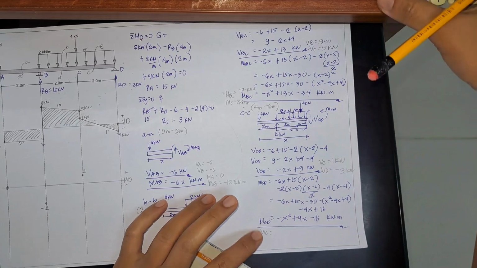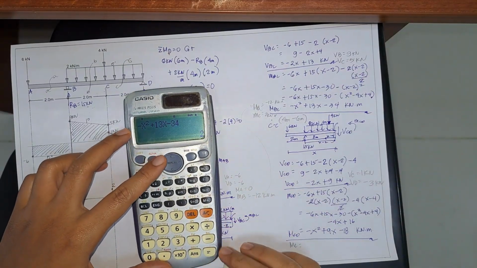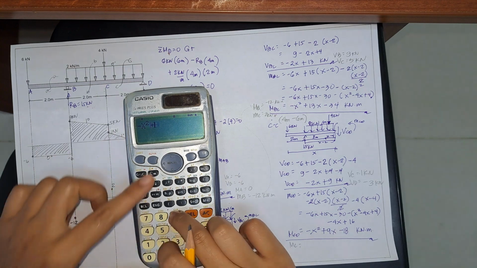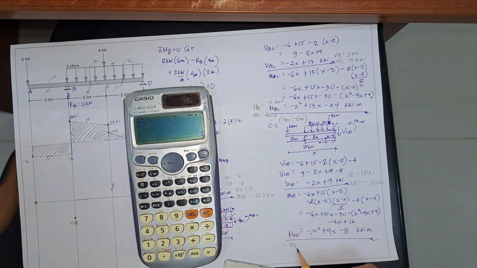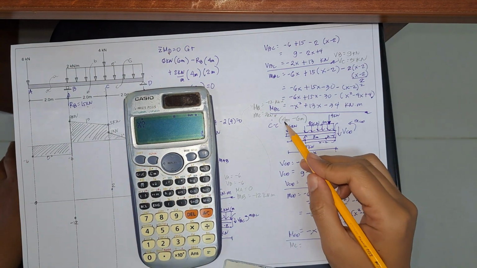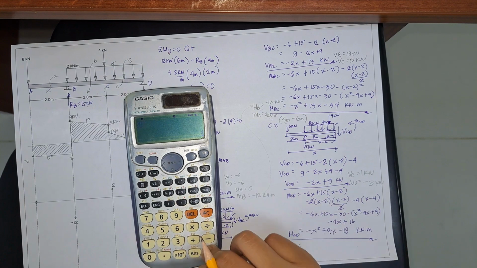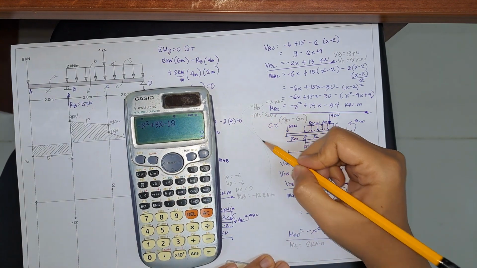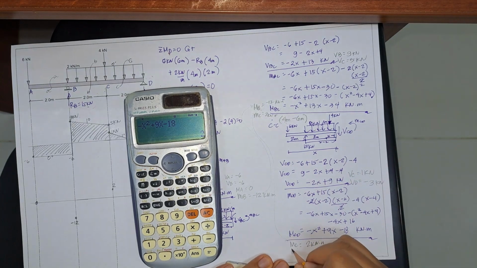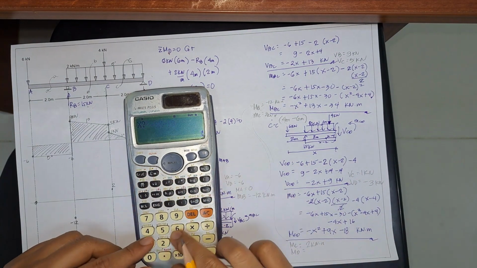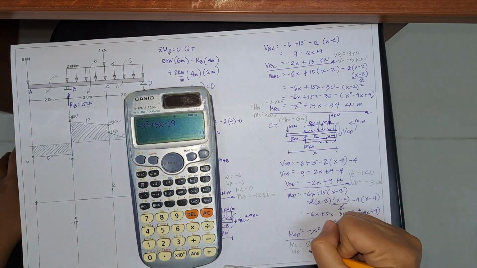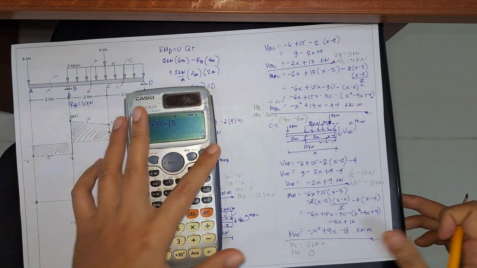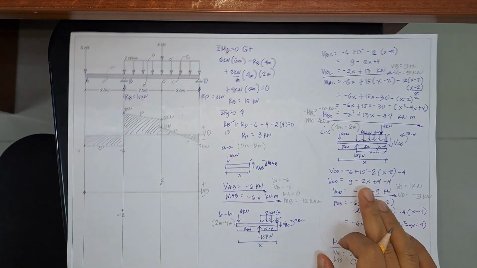Moment at C using this equation. We have negative x squared plus 9x minus 18. Nasa C tayo, so the distance will be 4 meters. So, tama. 2 kilonewton meter. Yan. 2 kilonewton meter. And then moment at point D by using a distance of 6 meters. So, nag-close yung ating moment diagram. So, 0.